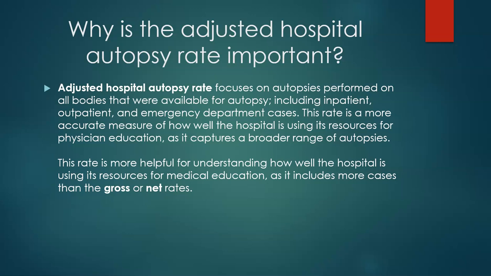The adjusted hospital autopsy rate focuses on autopsies performed on all bodies that were available for autopsy, including inpatient, outpatient, and emergency department cases. This rate is a more accurate measure of how well a hospital is using its resources for physician education, as it captures a broader range of autopsies. This rate is more helpful for understanding how well the hospital is using its resources for medical education, as it includes more cases than the gross or net rates.